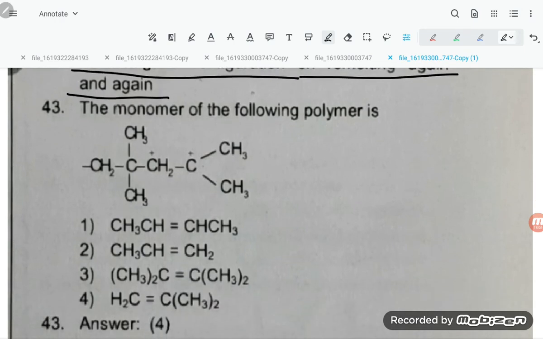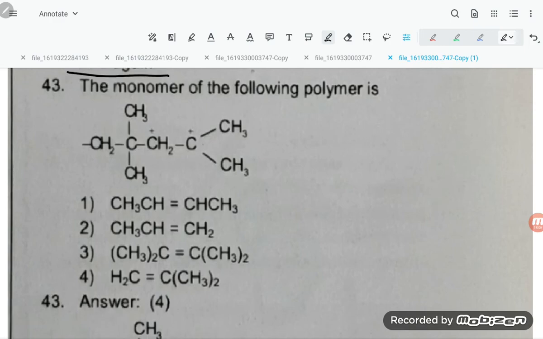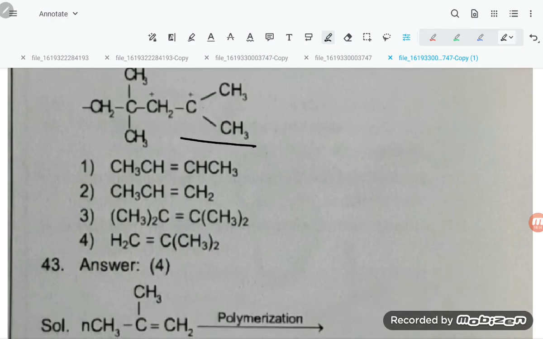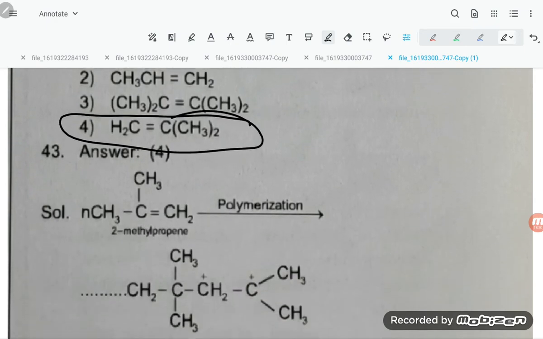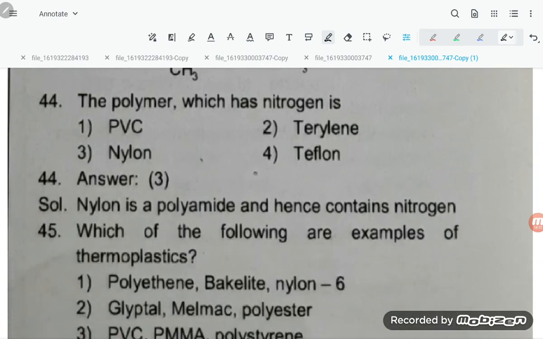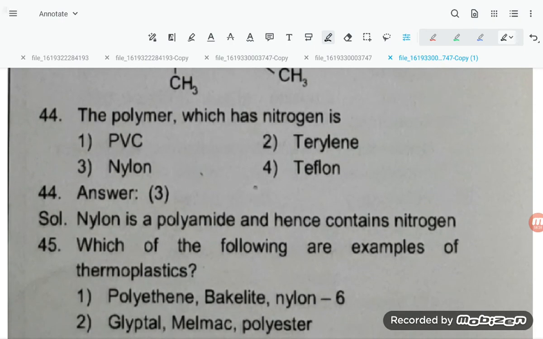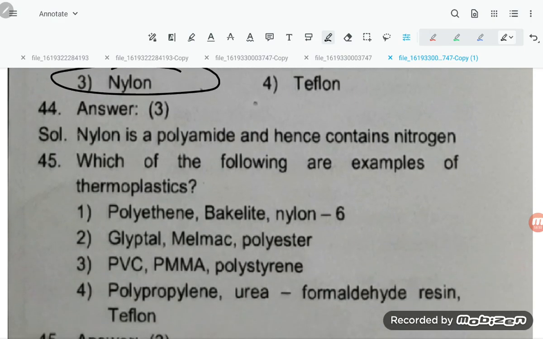The monomer of the following polymers: CH3 three times are there, again CH3 three times are there. So option number this one, CH2=C(CH3) twice. The polymer which has nitrogen is nylon. Nylon is a polyamide and hence contains nitrogen.